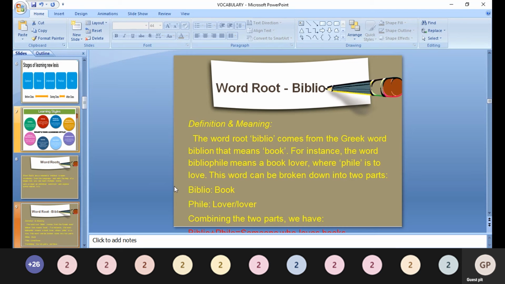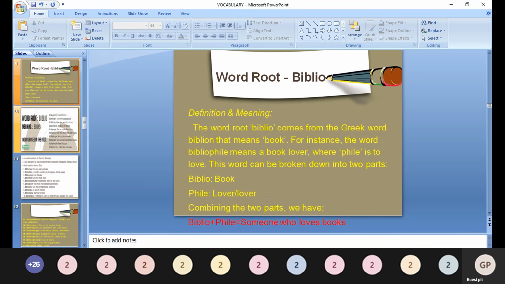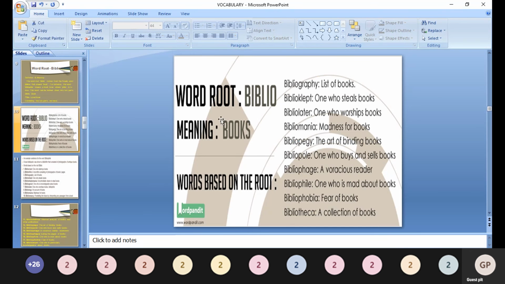Say you don't know the meaning of bibliophile. So you break up the word. Biblio. What does biblio mean? Biblio means book. So something related to book. Then you look into the next part, phile. What does phile mean? Someone who loves. So phile means lover. See, biblio is book, phile is lover. So the combination of the two, bibliophile, means someone who loves to read books, someone who loves books.